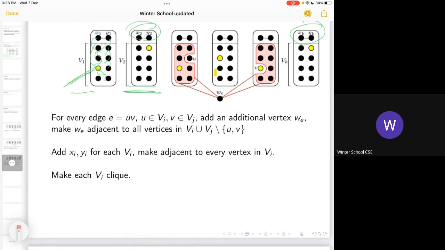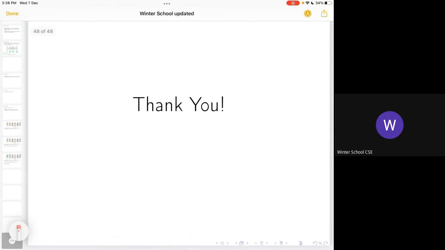In the backward direction, if we have a dominating set here, then by the same property, to dominate the We's we wouldn't have taken U and V together in the solution. So whatever our solution is, it will be an independent set in my original graph G. Therefore, we are able to say that the dominating set problem is also hard. That's all. Thank you. Any questions?